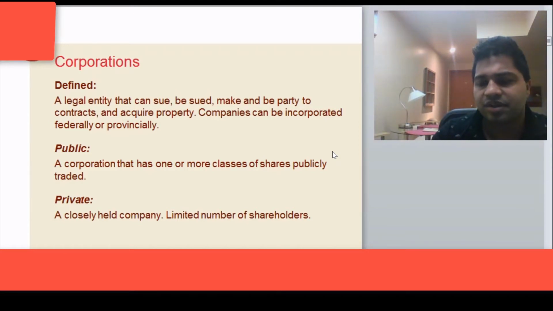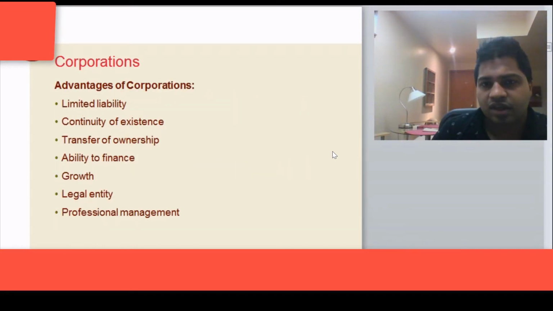Generally, a rule of thumb is 50 or less. Advantages of having a corporation: you have limited liability. This is important. Shareholders cannot, I repeat, cannot lose more money than they have invested. Continuity of existence: the shareholders are separate and the company is separate. So even if, let's say it's Apple, Steve Jobs unfortunately died, the company is still in existence, so there is separation of that.